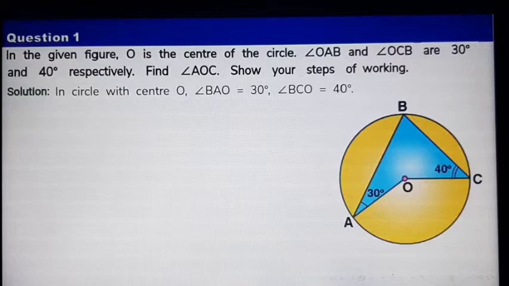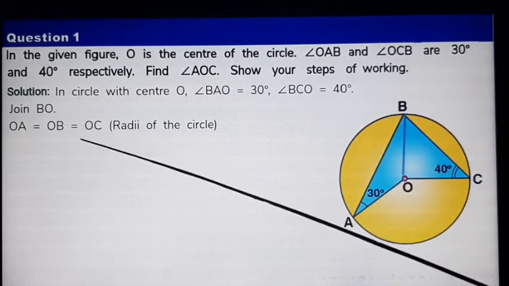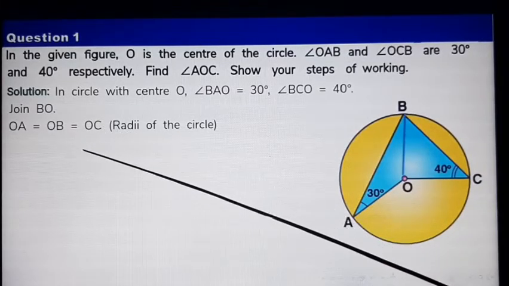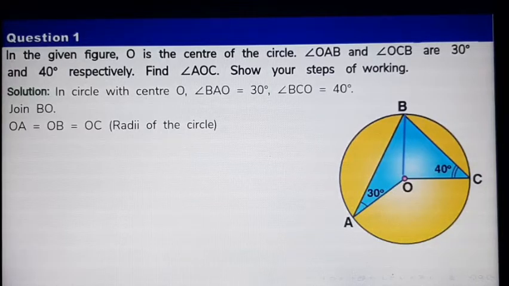Now let me join B and O. So I have joined BO, and that's why I have written join BO. Now let's pay attention here. We clearly see that OA, OB and OC will all be equal because all of them are the radii of the circle. Now with this, let us see how much this angle is going to be. If I find this angle, then we know that this is going to be just double of that.